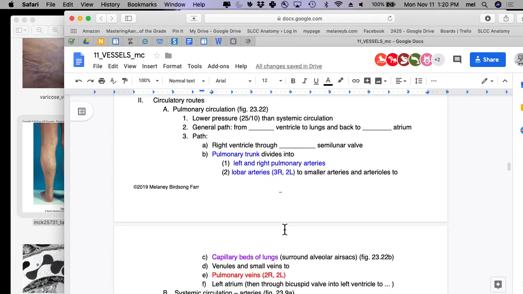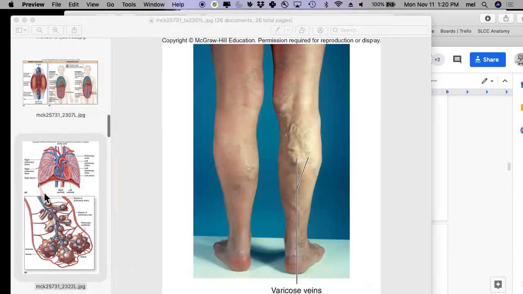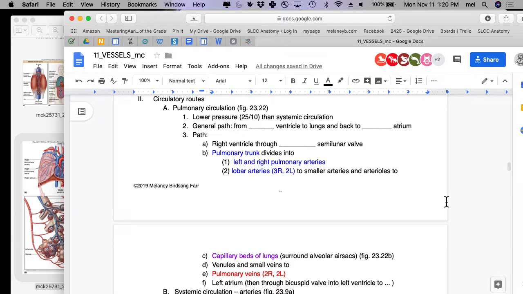Okay, now we are going to start doing circulatory routes. We'll do the easy one first, which is just pulmonary circulatory routes. When we look at pulmonary circulation, it's relatively lower pressure than systemic circulation. An average systemic arterial pressure at rest is like 120/80, and 120 is the pressure in your arteries immediately after ventricular contraction, which is kind of the high. The 80 is immediately before the next ventricular contraction, which is the low. In pulmonary arteries, it's usually 25/10, meaning 25 right after ventricular contraction and 10 right before the next one.